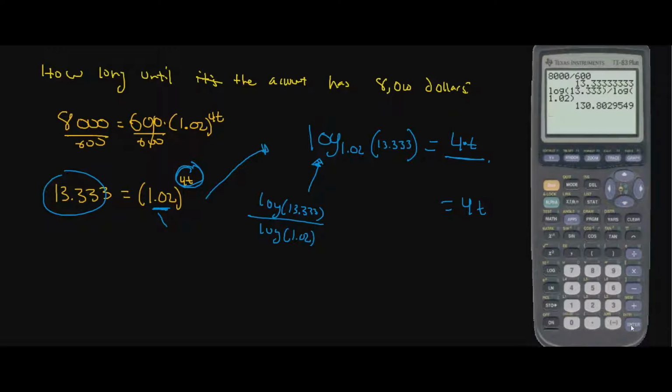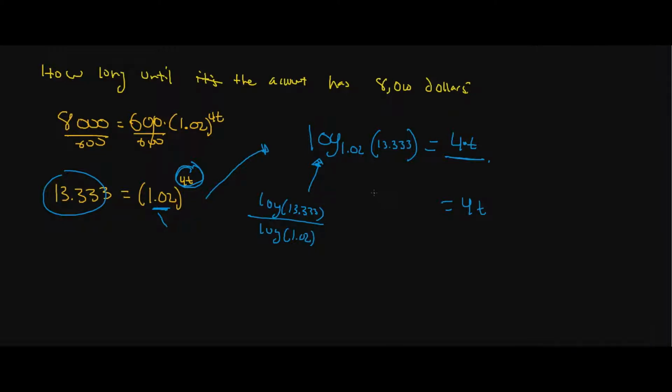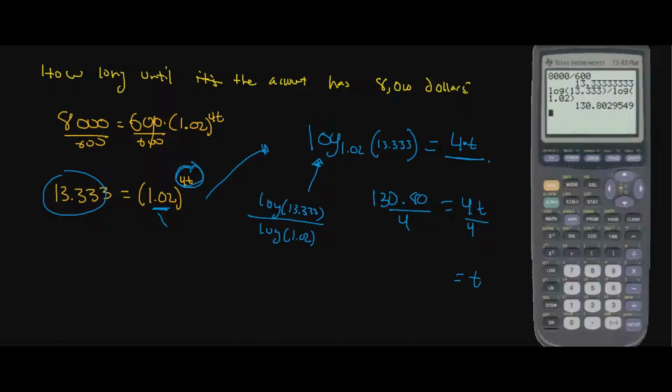And I get 130.80. So let's write 130.80. Well, we're almost done solving for t. How long does it take? Now we have to divide both sides by 4. When we divide both sides by 4, we get 32.7.